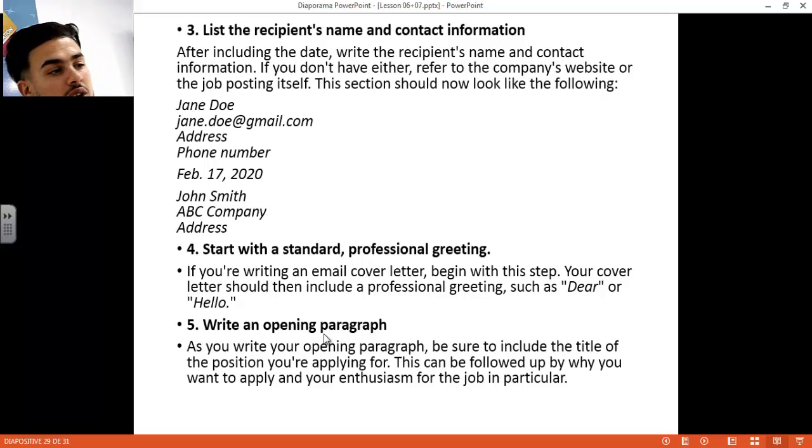5. Write an opening paragraph. As you write your opening paragraph, be sure to include the title of the position you are applying for. This can be followed up by why you want to apply and your enthusiasm for the job in particular. So you have to write the exact title of the job and then send it to the company.